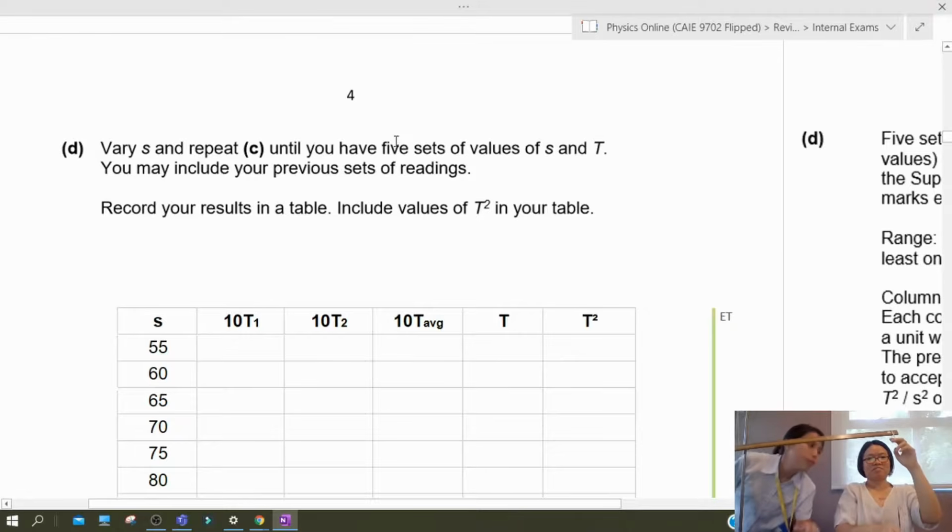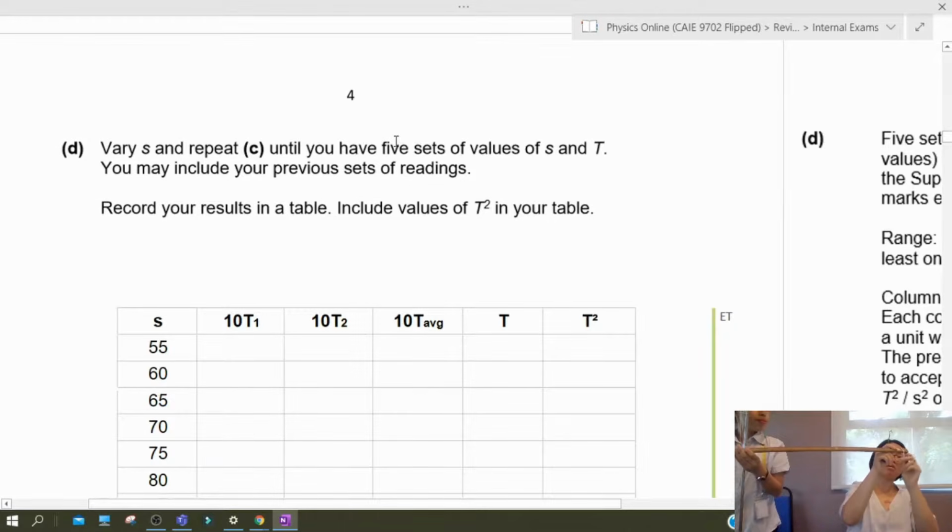They only want 5 sets. Oh, really? Very rare. Usually they want 6. Yeah, normally they want 6. Wow, lucky. Less work, more marks.